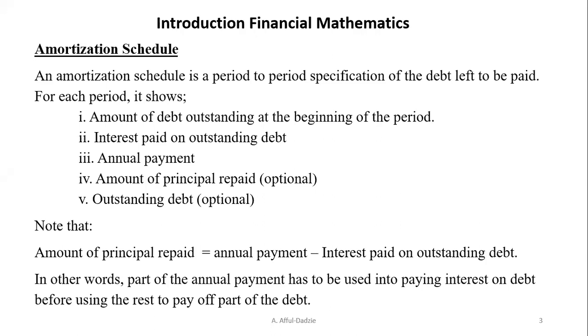Now, an amortization schedule is a period-to-period specification of the debt left to be paid. For each period, it shows the amount of debt outstanding at the beginning of the period, the interest paid on the outstanding debt, the annual repayment, the amount of the principal repaid, and then the outstanding debt. The amount of the principal repaid equals the annual payment minus the interest paid on the outstanding debt.